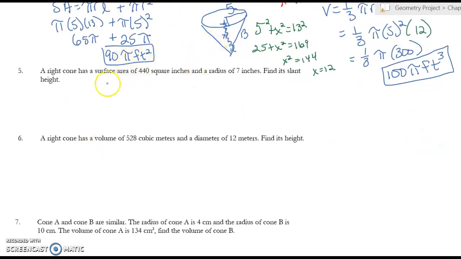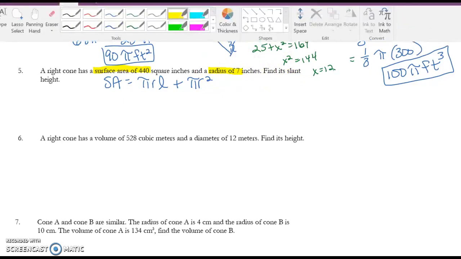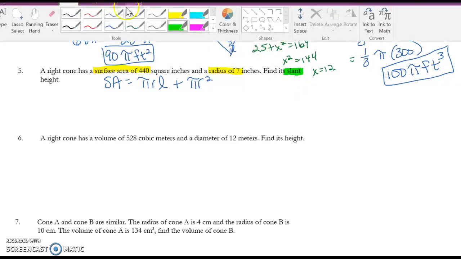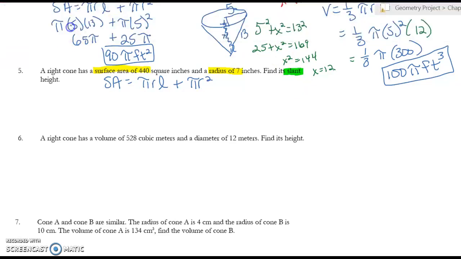So the surface area. I'm going to go ahead and write my surface area formula. So pi r squared, pi r l plus pi r squared. Okay, so now I'm going to plug in what I know. I know surface area is 440, radius is 7, and I need to find slant, so I should change that color. This is what I'm looking for. I'm looking for slant.